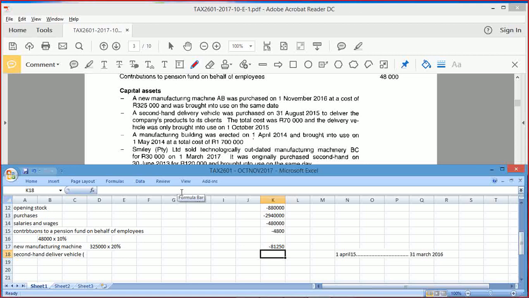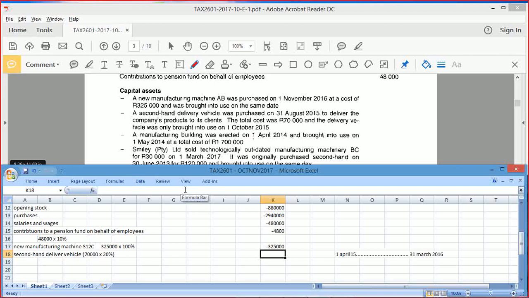New manufacturing vehicle. Oh, no, sorry, I'm looking at the wrong line. Okay. The vehicle was 70,000. Yes. Okay, times the 20% because it's the third year. Do you agree? Third year, not second. Third, because remember, 15 to 16 is how much? 15 to 16 is 50%.